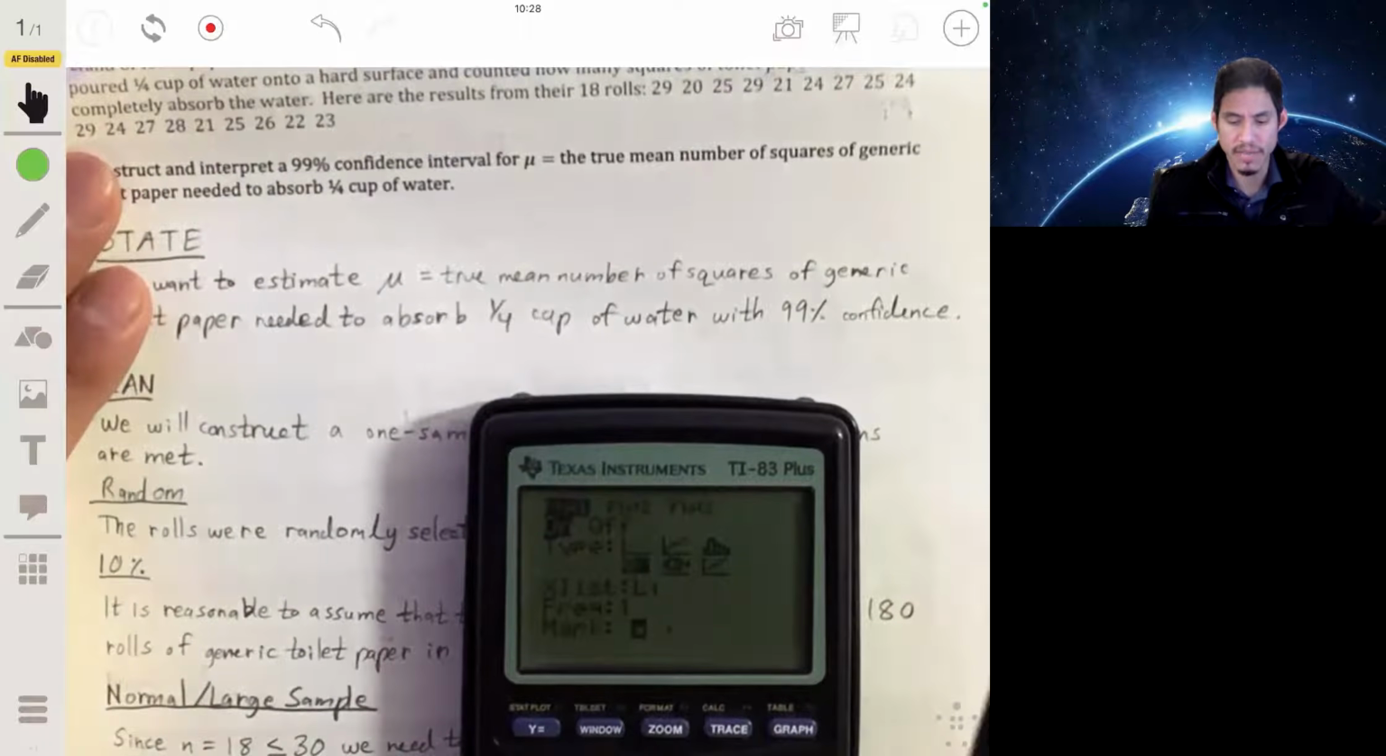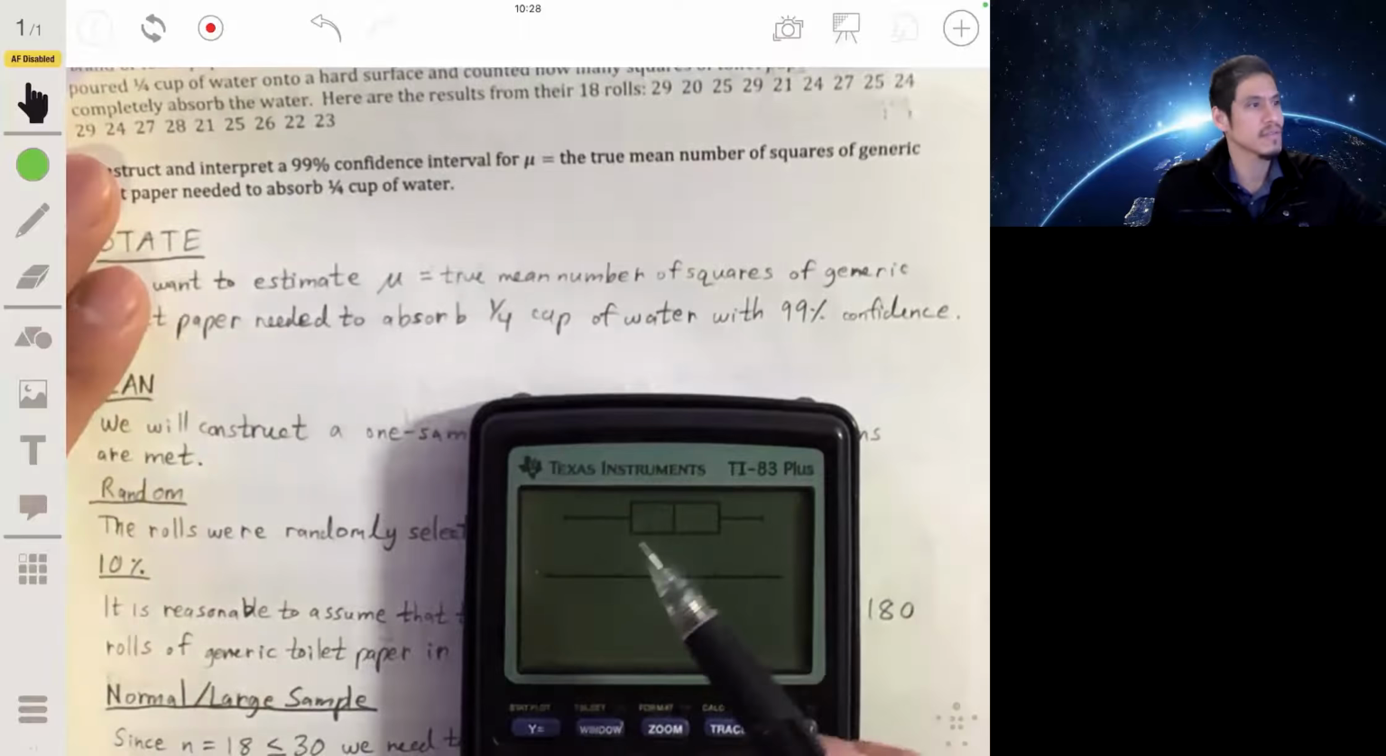So I'm going to press enter on that. I'm going to use the data from list 1. Frequency will stay 1. I'll just use these open squares. Press zoom. Go down to zoom stat. Press enter. And there we go. And that looks all right. There's no strong skewness or outliers. I can even trace this. Press trace to see what the values are.